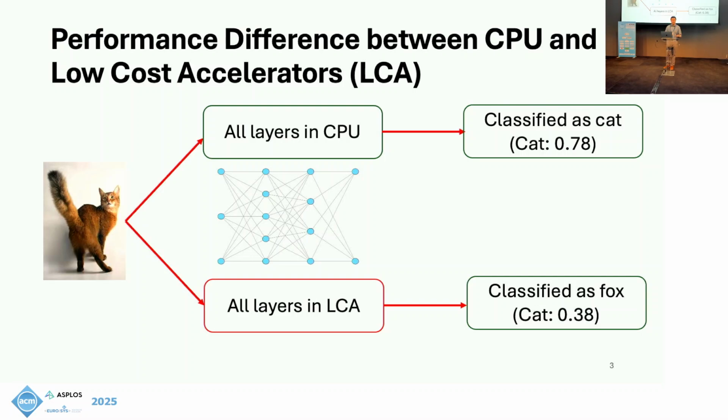So when all layers are executed on CPU, we achieve the correct classification. So in this case, identifying this image as a cat with high confidence of 78%. However, when the same model is running entirely on the LCA, the classification shifts to an inaccurate label, which is a fox, with low confidence.